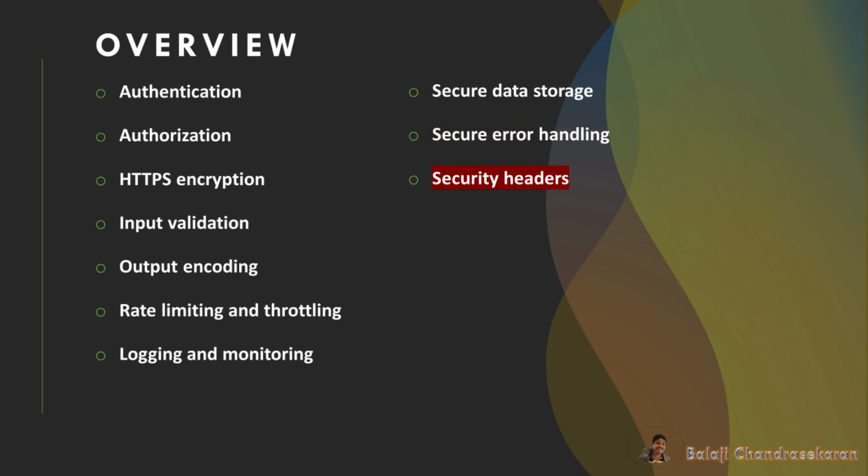As part of security headers, utilize security headers such as Content Security Policy, CSP, Cross-Origin Resource Sharing, CORS, and X-Content-Type-Options to enhance the security of your API. In API versioning, implement versioning in your API to ensure backward compatibility and facilitate future updates without breaking existing clients. In third-party integration security, if your API integrates with third-party services or libraries, ensure they are vetted for security vulnerabilities and follow best practices for secure integration.